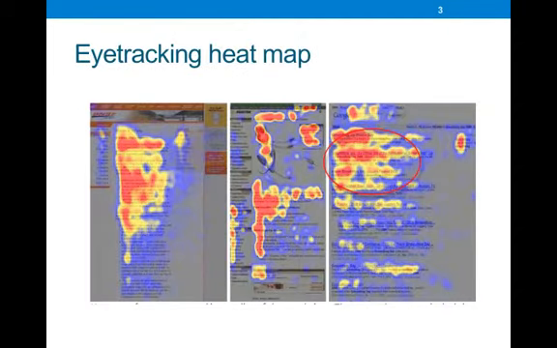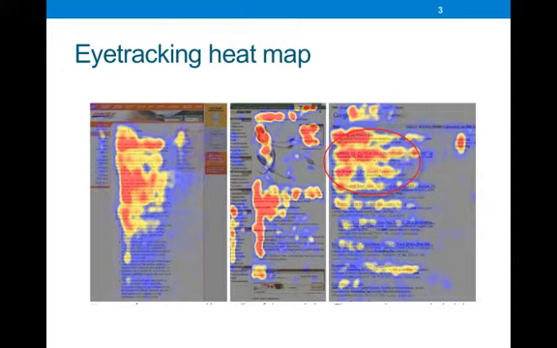Here's an example of an eye tracking heat map. So with eye tracking studies, what they do is they actually put special glasses on online users, and they track how they use a website. So how much time do they spend and where do they spend that time on specific areas of a website. So the one that I've circled here, as you can see, that's Google results.